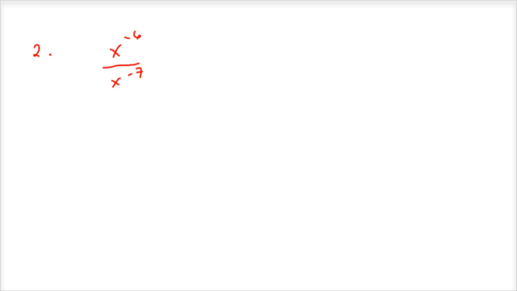Okay, let's step it up a little bit. We have x to the negative 6th over x to the negative 7. Again, my base here is x. Keep my base. And we're going to say negative 6 minus negative 7. Again, we're dividing, so we're going to subtract. Keep my base. Minus negative 7 becomes addition, which becomes x to the first, or just x.